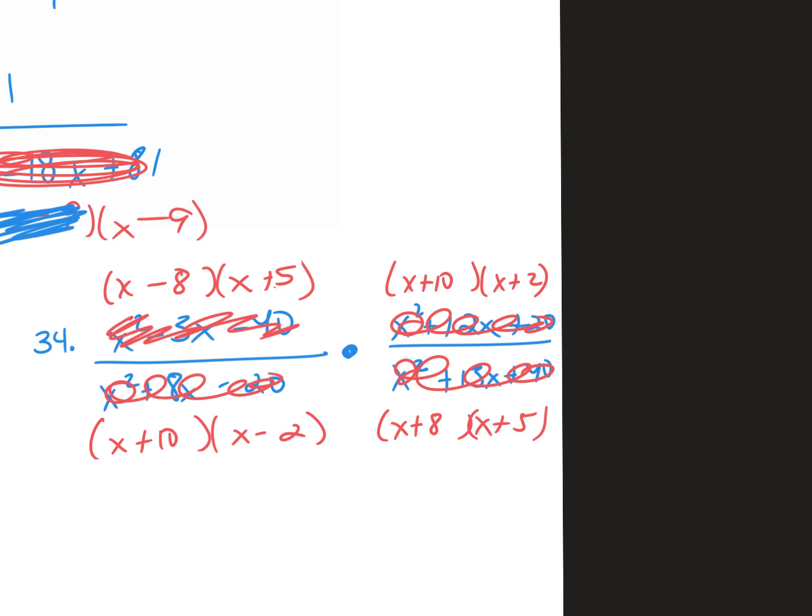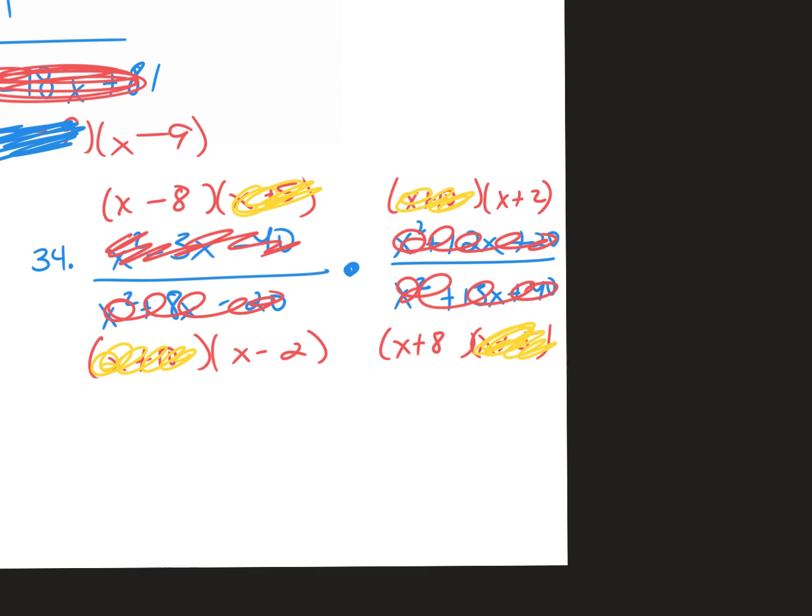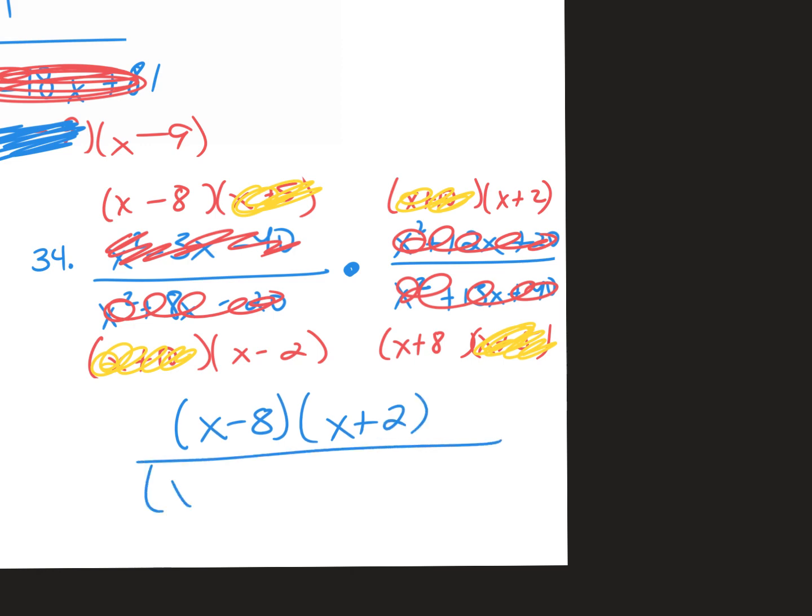Now, anything that is exactly the same in the numerator or the denominator, you can cancel out. So, what can I cancel? X plus 10. X plus 10, okay. 1 on the bottom, 1 on the top. X plus 5 and x plus 5. And what am I left with? X minus 8. My numerator is x minus 8 times x plus 2. Good. My denominator is x minus 2 and x plus 8.